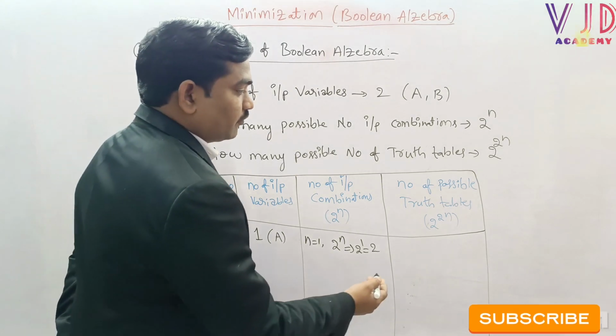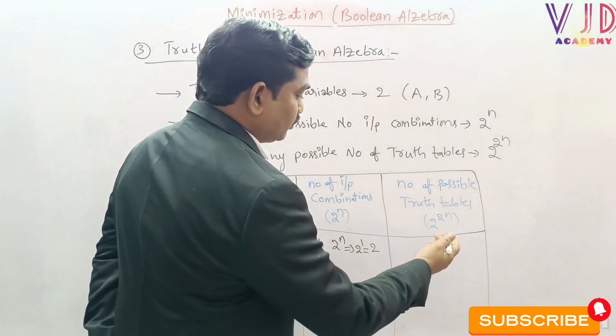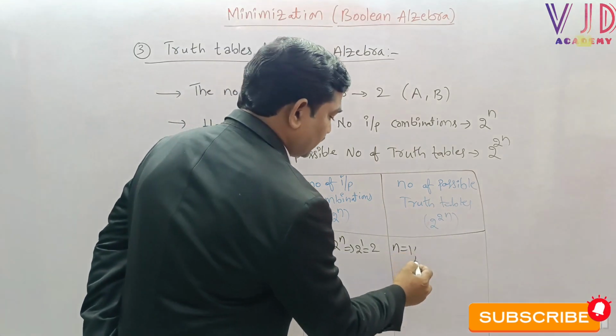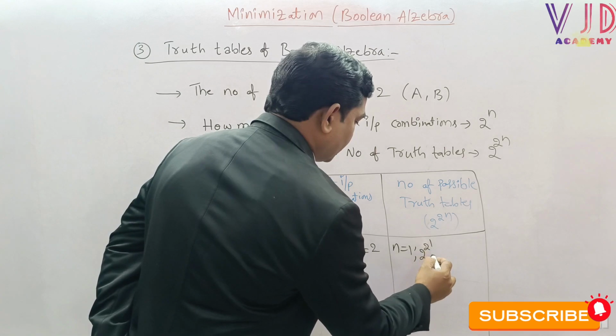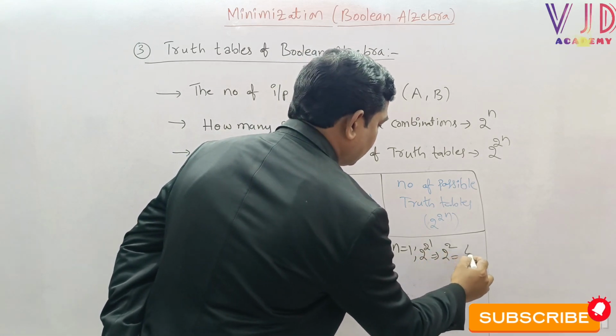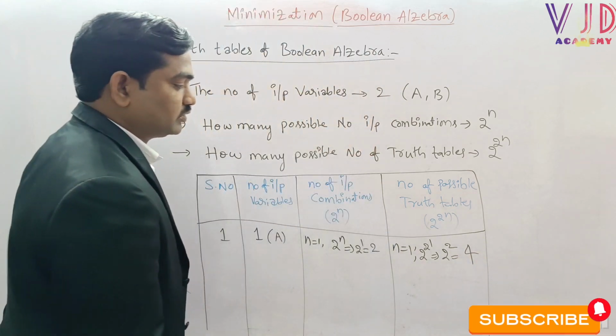And now, how many possible truth tables are there when n equals 1? Here, sir, when n equals 1, we have 2 power 2 power 1, then 2 square, so finally we have 4 possible truth tables.